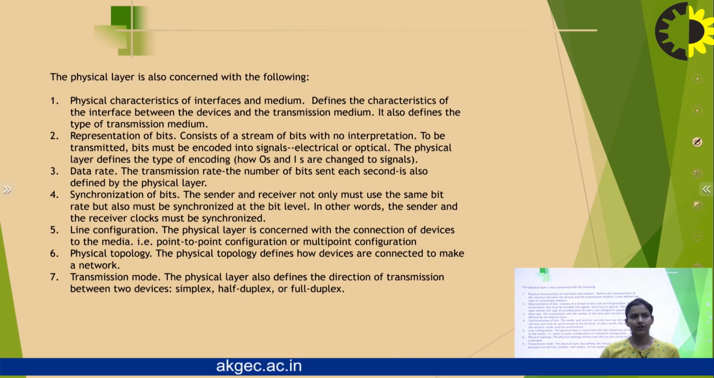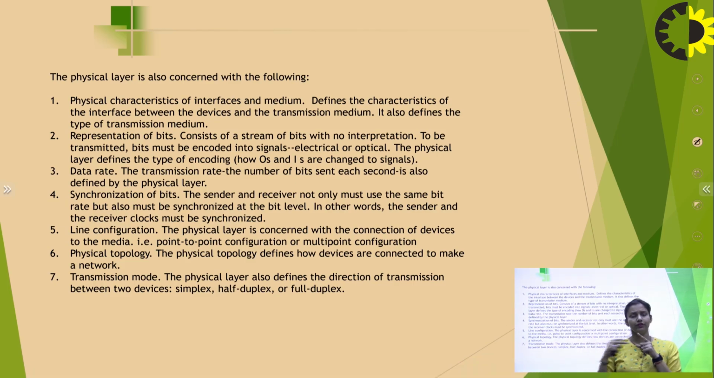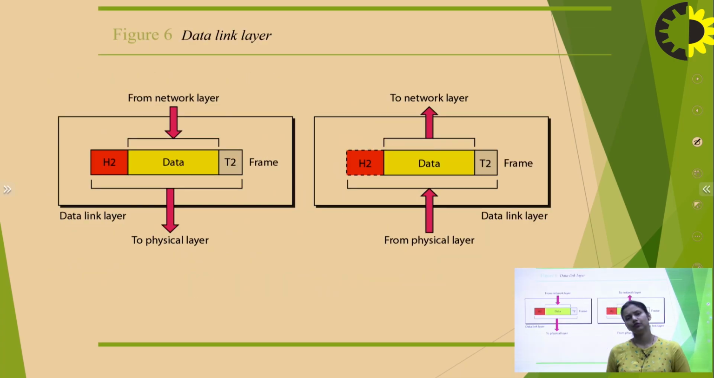Then line configuration: this layer is concerned with the connection of devices to the media, like point-to-point configuration and multi-point configuration. Point-to-point is a direct configuration; multi-point connects to many other connections. Physical topology also defines how the devices are connected to make a network. Then we have the transmission modes, which are simplex, half duplex and full duplex.